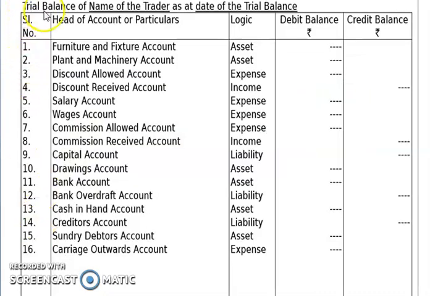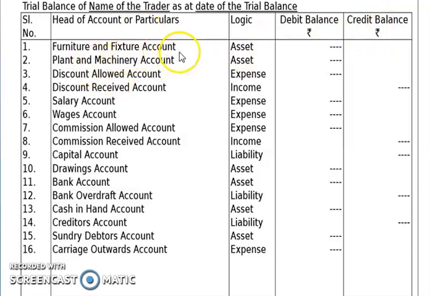Look at this statement. It is a trial balance. The heading represents trial balance, and the name of a trader is mentioned here. Also, the date of the trial balance is mentioned here. Then the first column is serial number 1, 2, 3 like that, and the account name is represented in the second column. That is different asset account, expense account, income account, liability, capital, etc. Then this column is provided only for the purpose of understanding the logic. Then the next column, that is the third column, represents debit balance and next column is credit balance.